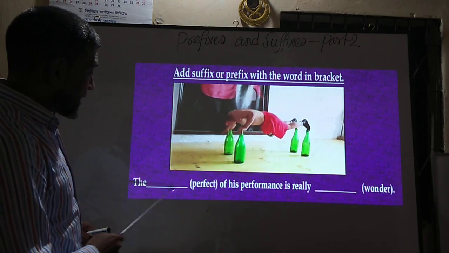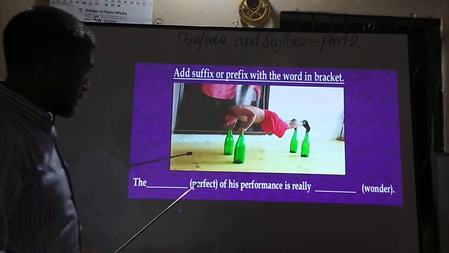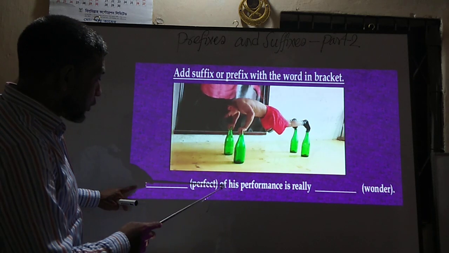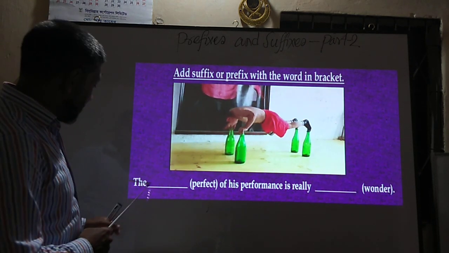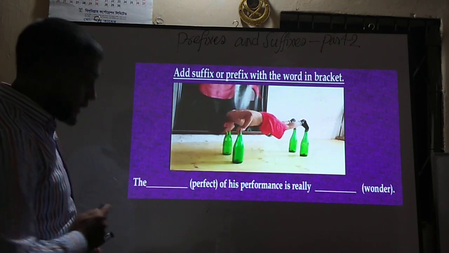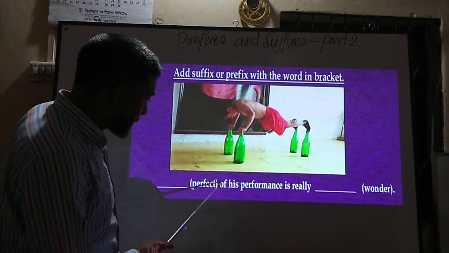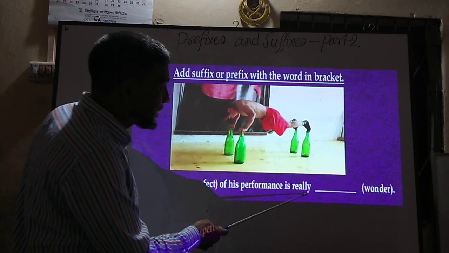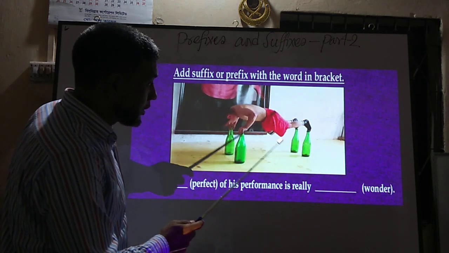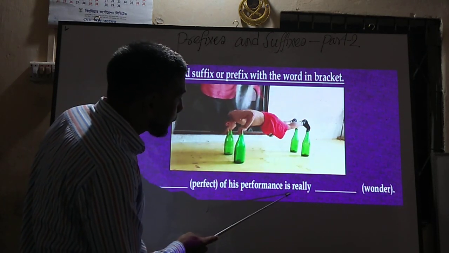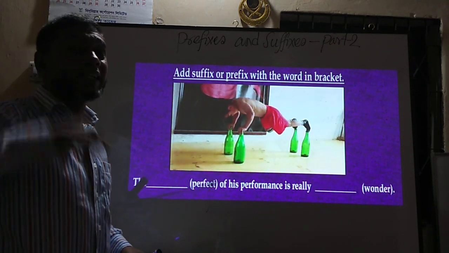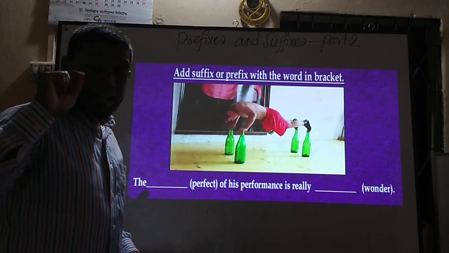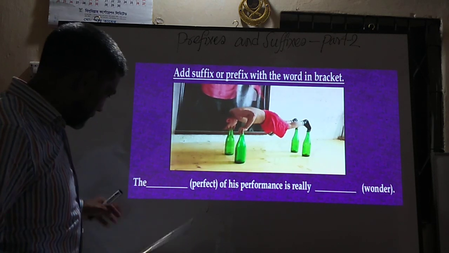So the dash of his performance. We know after the, this place is fixed for a noun. We can understand it, of his performance is really. So if there is a be verb, after it this place is fixed for an adjective. So these techniques will help you to write your answer very successfully.